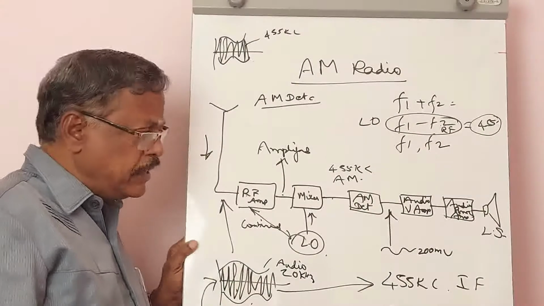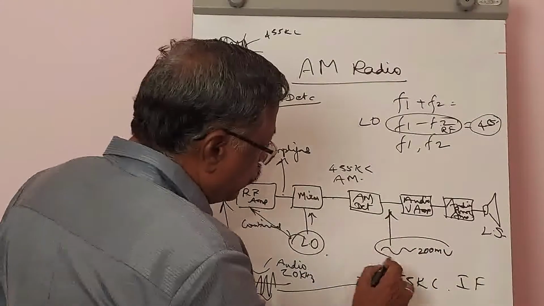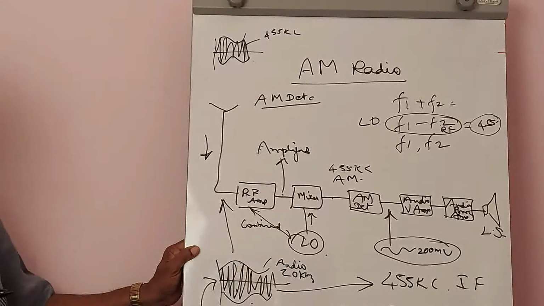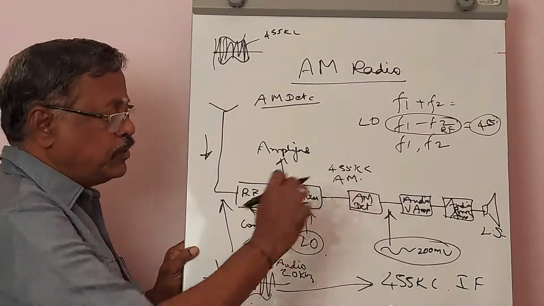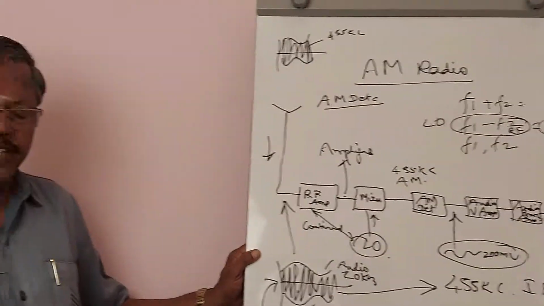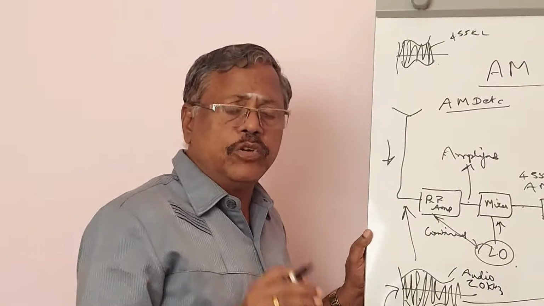It is very, very difficult. So this amplitude has to be amplified. This amplitude has to be raised so that it will be able to drive a loudspeaker. For information, a loudspeaker is nothing but an electromagnetic device in which there is a voice coil.